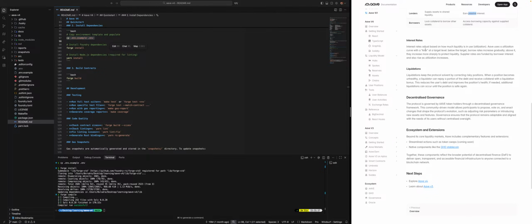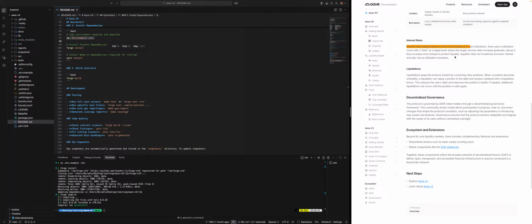Interest rates adjust based on how much liquidity is in use. So, the utilization factor, basically. Interest rates are dependent on what portion of the total liquidity is being used.